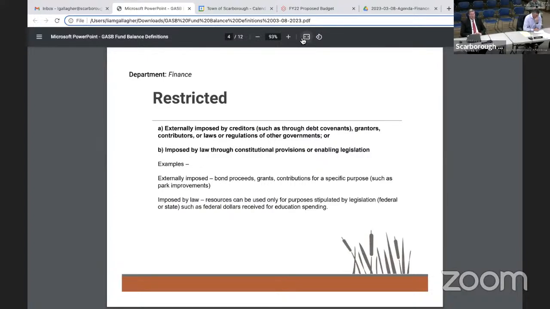And then an example of a contribution, if a citizen gave us a contribution to spend specifically on a certain item, such as a park improvement, that would be an external restriction on that fund, because they're not going to give us that contribution unless we spend it the way they want us to do that with that contribution.